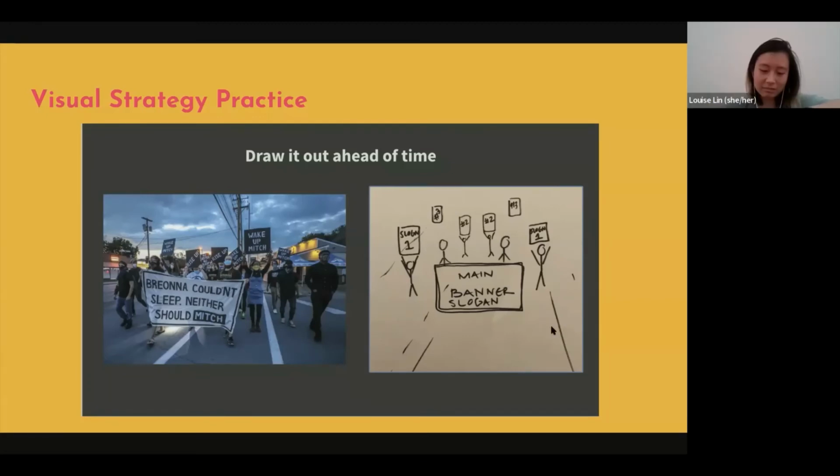Two people behind the main banner lifting up one sign together as well, maybe another slogan or something like that. But yeah.